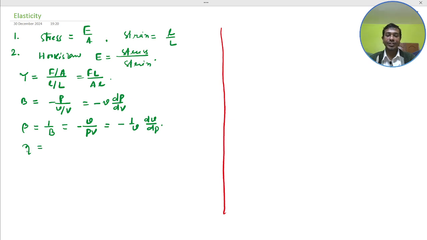Modulus of rigidity is written as the shearing stress. Shearing stress means F by A, and the shearing strain is theta, so F by A theta. Just put this value. So F divided by A, with denominator x by h. This is the modulus of rigidity.